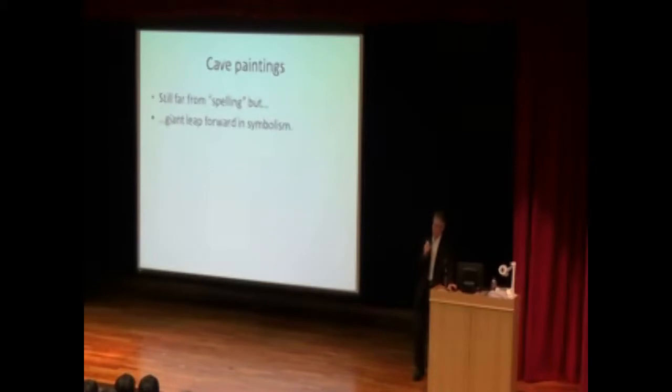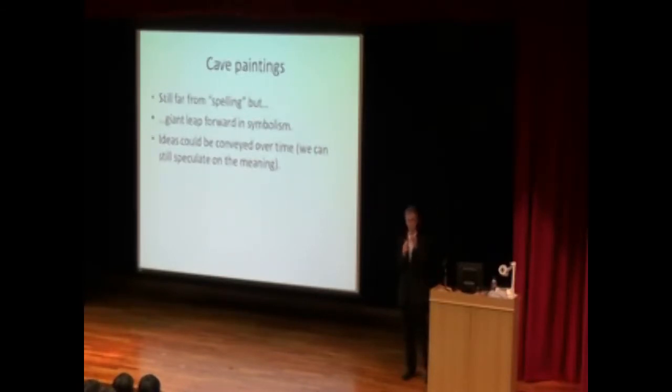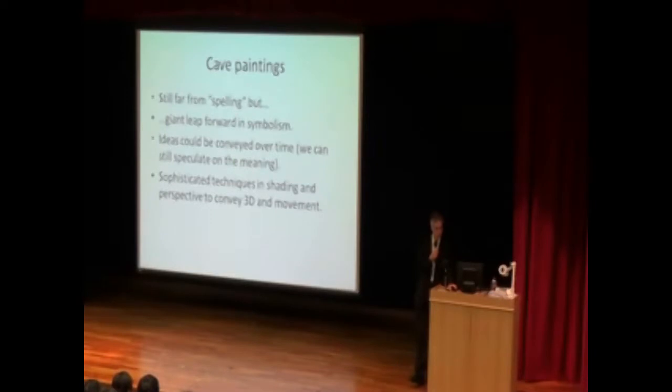But they're a giant leap forward in symbolism because, well, what can they do? They can be conveyed over time, which is what our books do, right? They don't disappear as soon as we speak. As we speak, it disappears immediately, but our books remain. Sophisticated techniques in shading and perspective convey 3D movement. In other words, our symbolism is becoming more sophisticated.